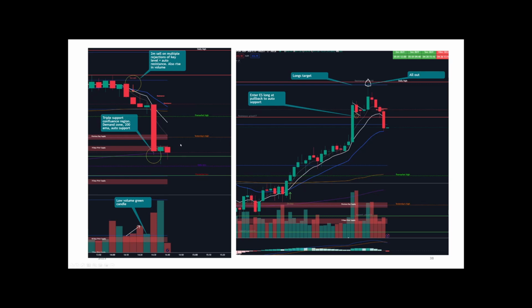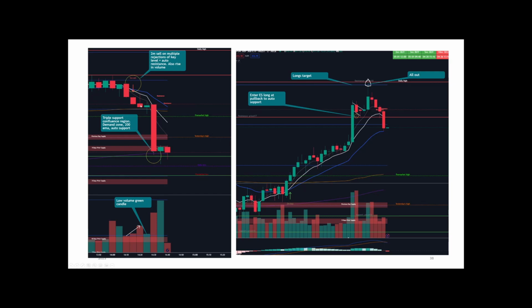On the left-hand side here, I'll go through what I see. I get a 5-minute sell signal, so I go on and see what's going on. First thing I notice, we have multiple rejections of this key level: 1, 2, 3, 4 rejections. Then we get the sell signal, a bearish engulfing close below the key level as well as below the 9 and the 21 EMA. And I also notice gradually increasing volume on the sell-off.